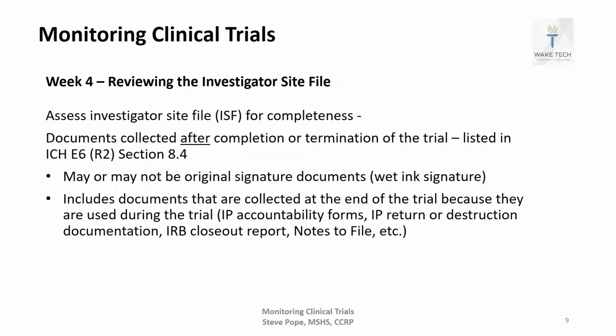And then finally, as we're reviewing our investigator site file, we want to review the documents that are going to be collected at the completion or the termination of the trial. And these are listed in Section 8.4 of ICH E6. So once again, these may or may not be original signature or wet ink signature documents. These are going to include documents that are collected at the end of the trial because they're used during the trial.